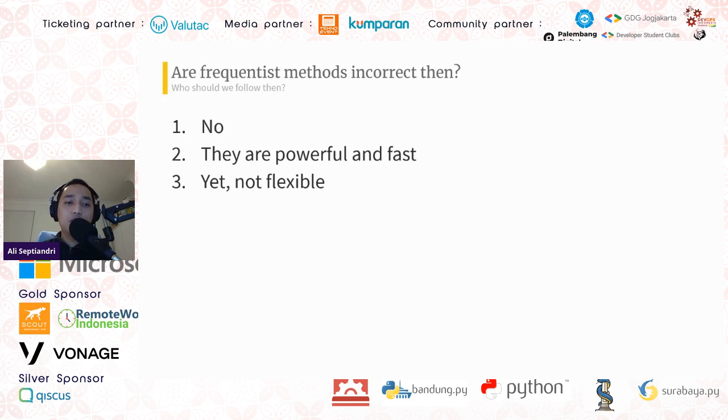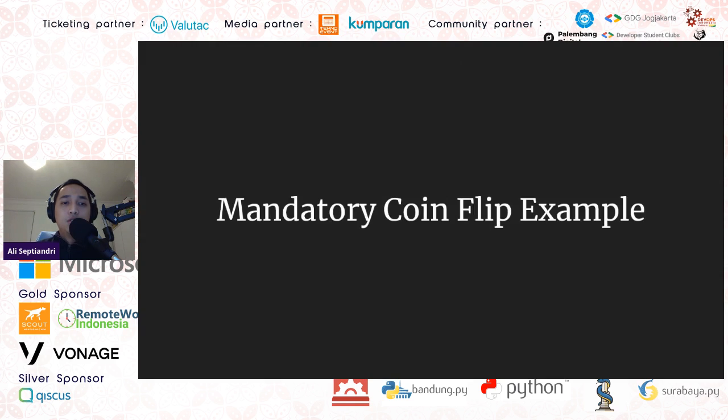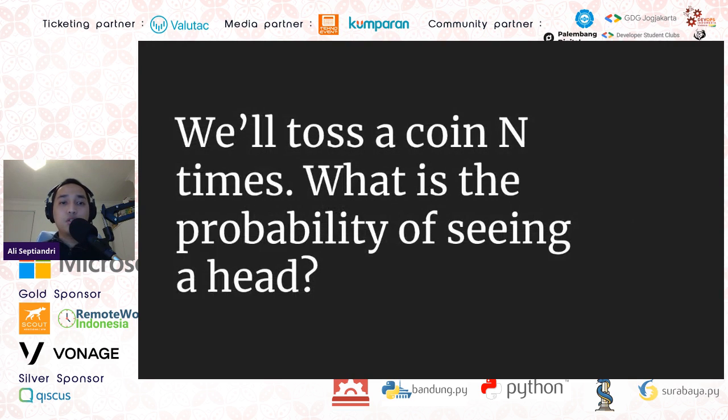On the other side, Bayesian methods are straightforward and intuitive in a way. So with all good probability theory and statistical theories, there's always this mandatory coin flip example, so we'll start with this. The case is like this: we toss a coin n times. What is the probability of seeing a head?